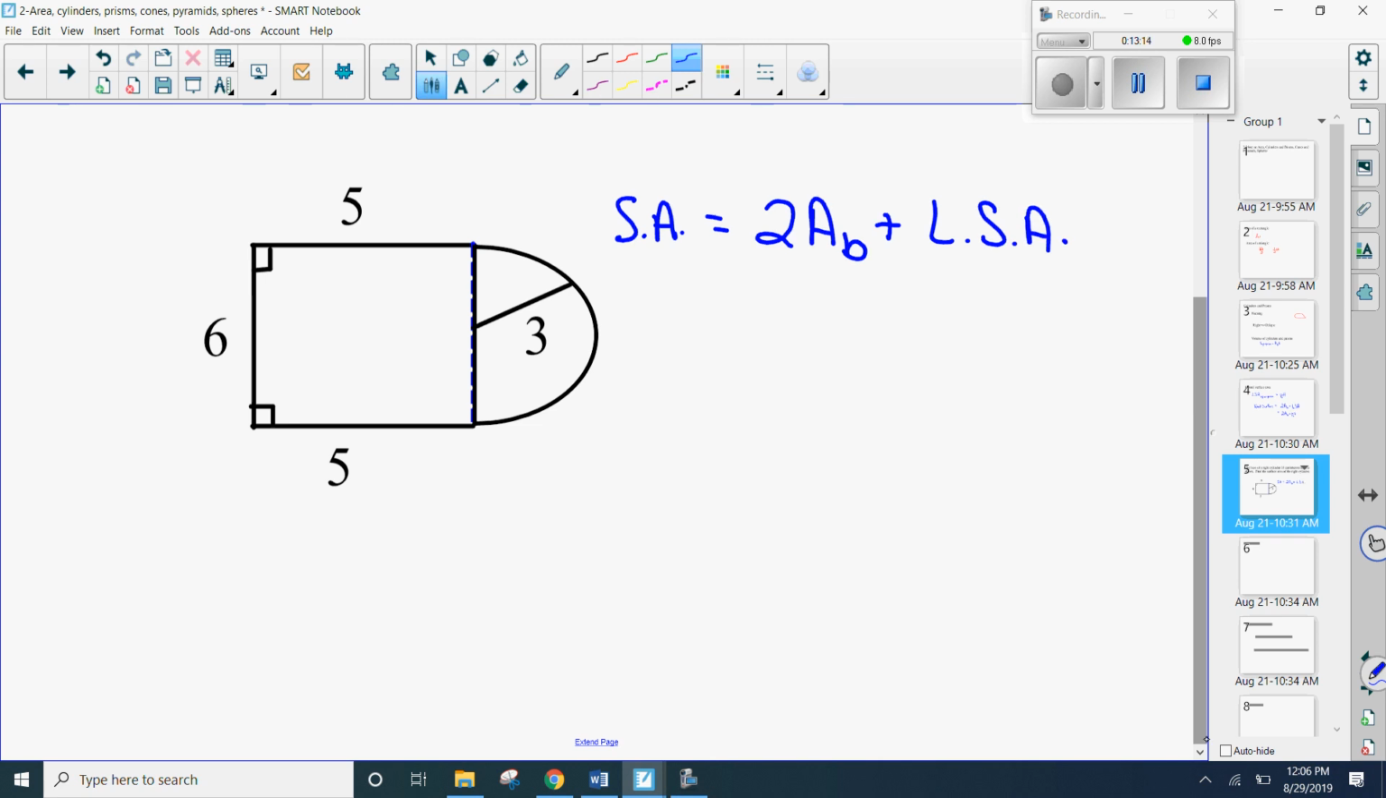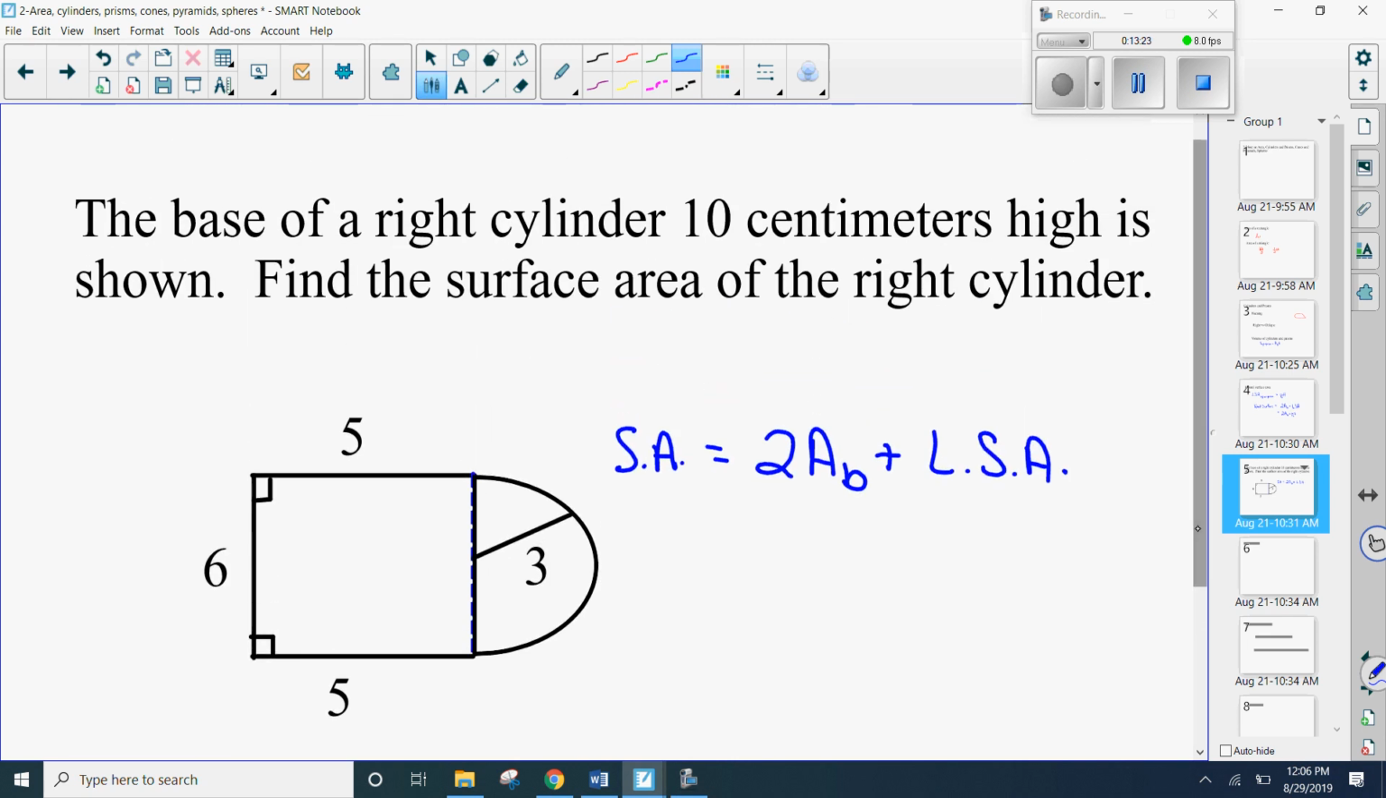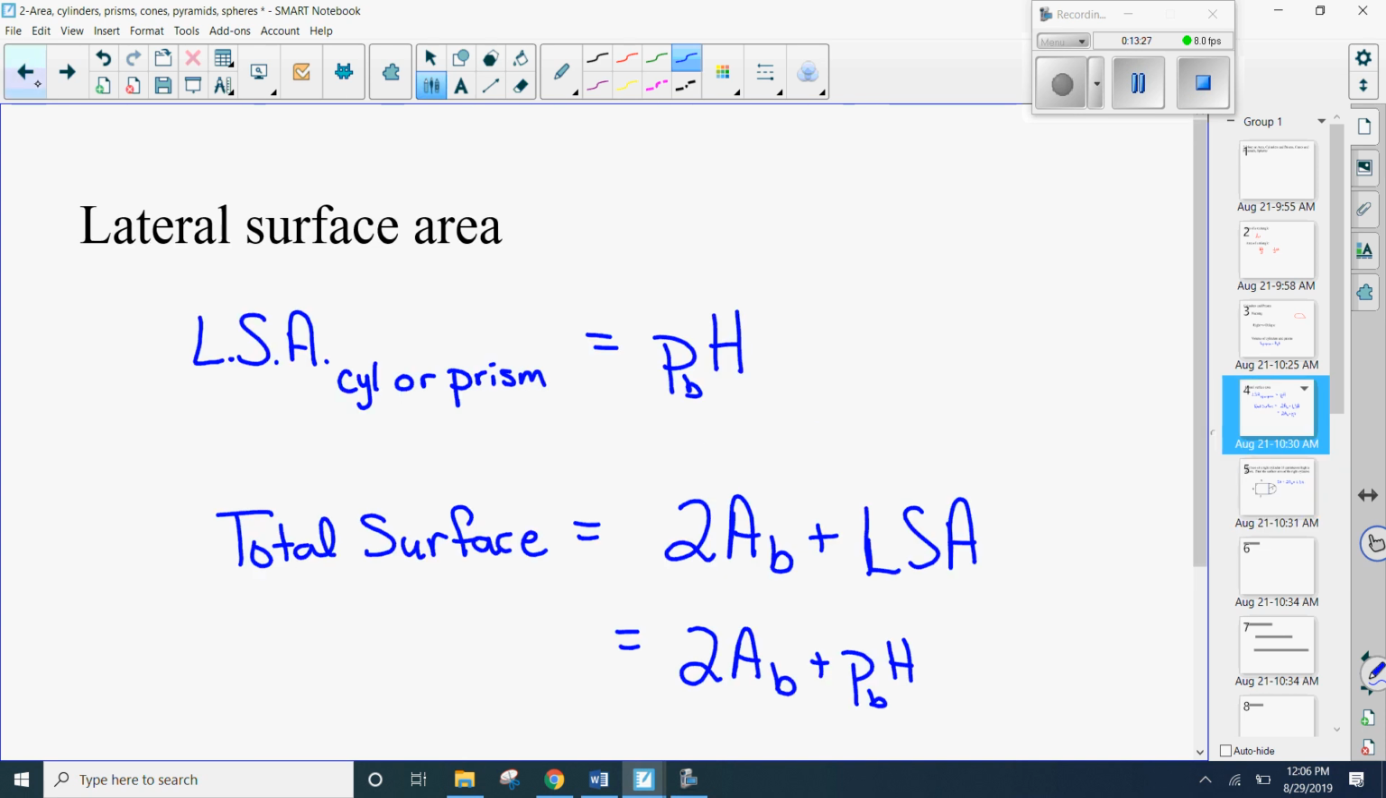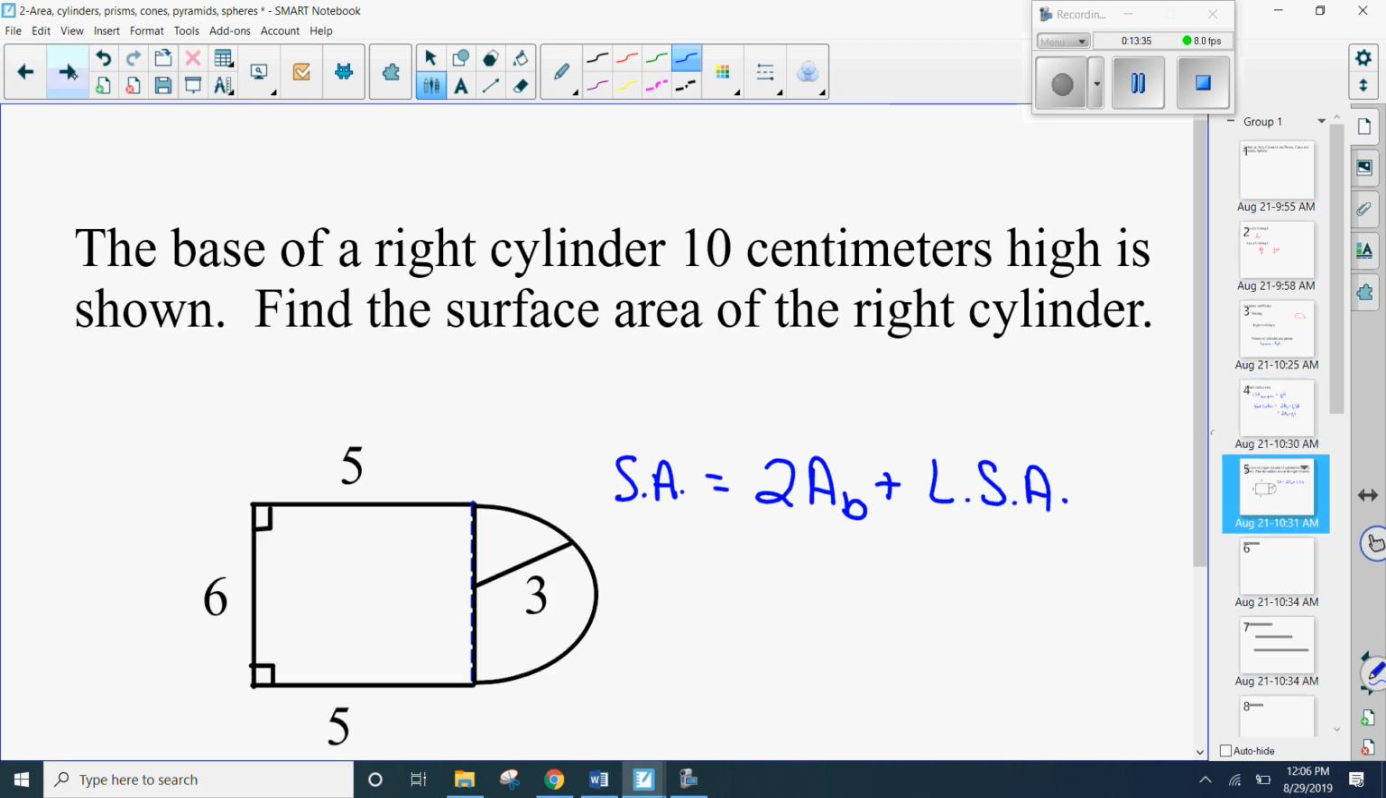You did these last year. This is for a cylinder or prism. It was on the last slide. Did you get this? Total surface area? That's what we're doing here. Yep. Twice the area of the base plus lateral surface area. Okay, so we look at it. We got to find the area of the base, right?